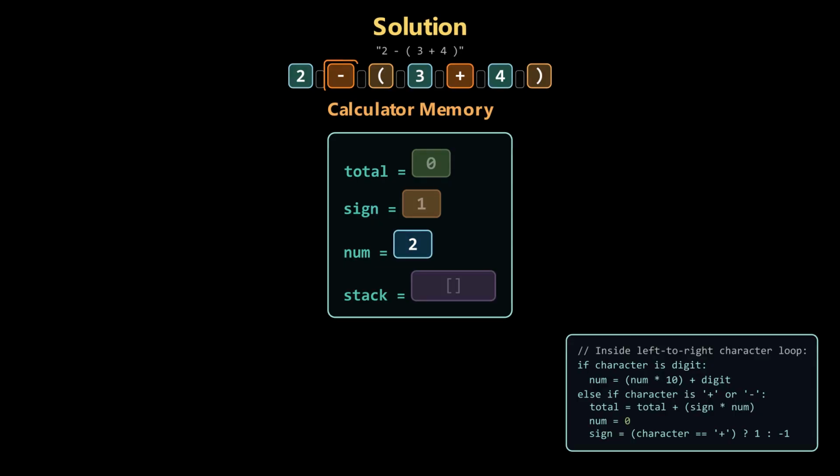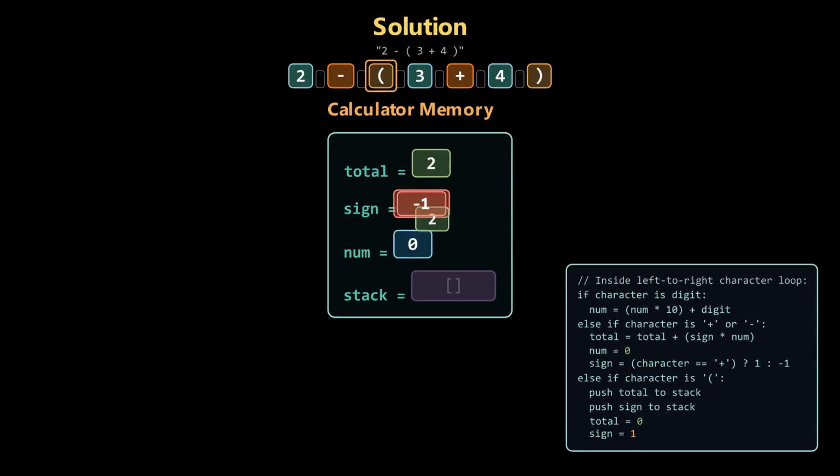When the pointer moves to the minus sign, it signals that our number is fully built. We add this number multiplied by our current sign to our total, resetting our number builder, and then flip our sign multiplier to -1. Next, we hit the opening parenthesis. This tells us we are entering a brand new subproblem. To avoid losing our place, we push our current total of 2 and our pending negative sign onto the stack. With our past state safe, we reset our workspace total to 0 and our sign to +1 to evaluate the inside of the brackets cleanly.